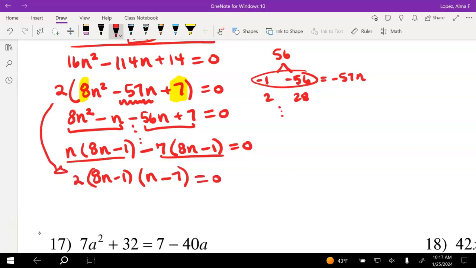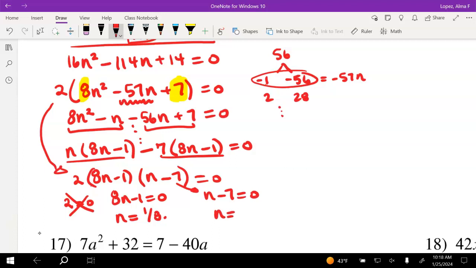I'm going to set each factor equal to 0. That one's going to mean nothing, so I'm going to get rid of him. 8n minus 1 will equal 0. I don't have room, but you would solve it like we did in the previous examples, and you're going to get 1/8. Then you set n minus 7 equals 0, and that will solve out to 7, and I'll let you do that on your own.